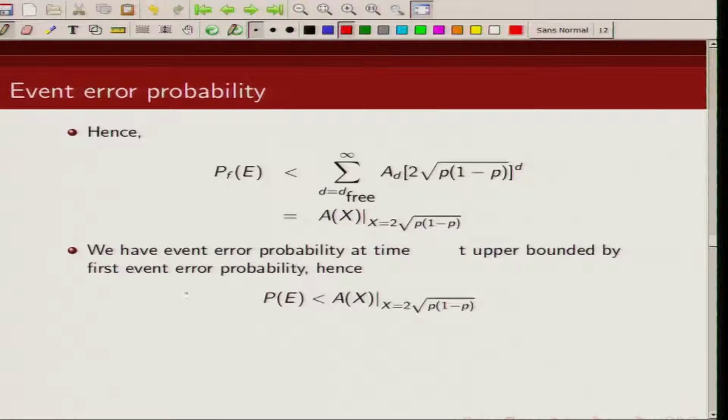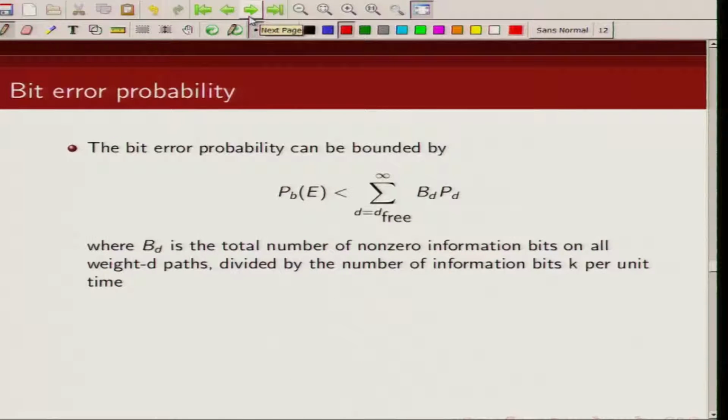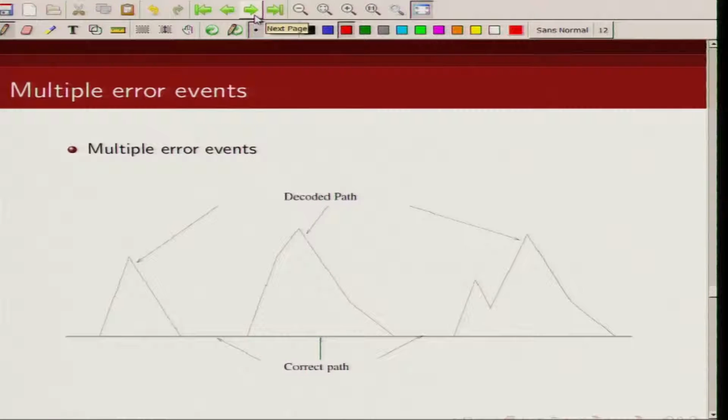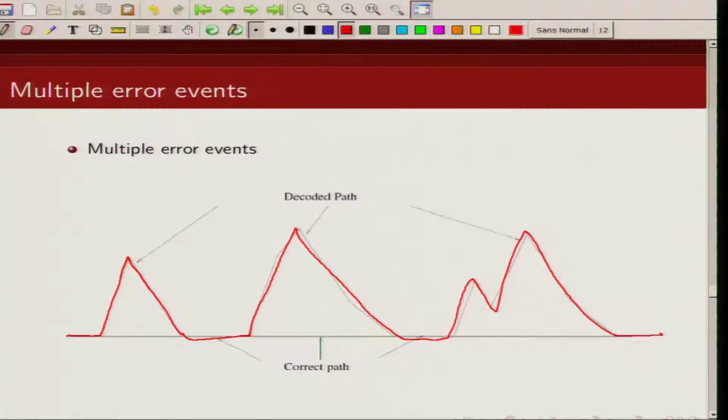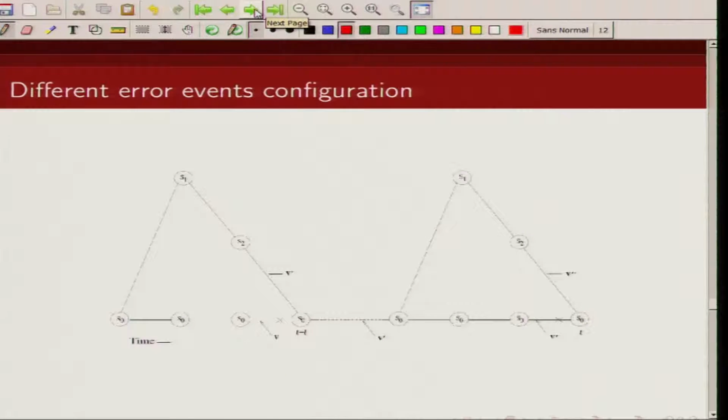Now, what sorts of error events can happen? Let us just spend some time on that. What type of error events can happen? Of course, you can have a scenario where you have multiple error events. So, you diverged from all 0 state, you merged back, then you again diverged, you merged back, you diverged, you merged back. This can happen. Now, if your decoded path is this, that means the metric that you are getting here is better than the metric value for all 0 state, and that is why you are deciding in favor of this. Now, there are multiple ways in which these errors can happen.